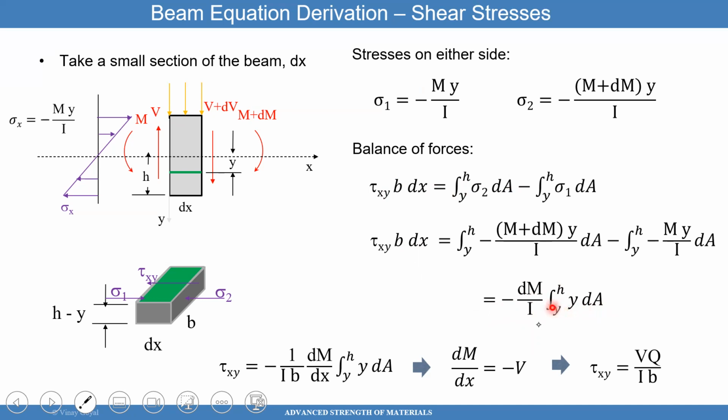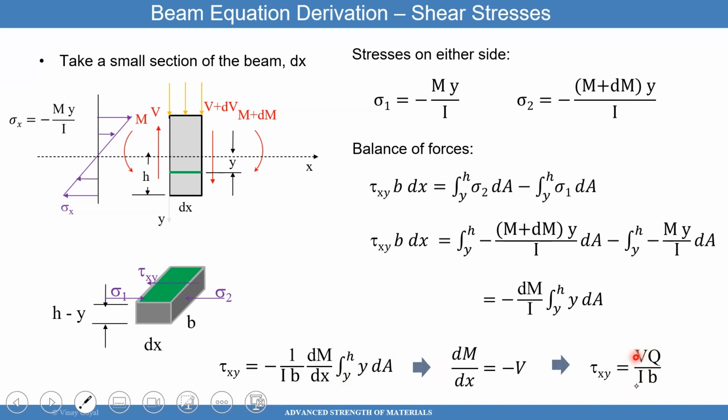You also notice that I can divide this by dx, by the way. So I'll divide by dx, and when I divide by b also, I get that tau xy equals this formula right here. You also notice that dM/dx is V, and if you call this geometric property Q, then you get this formula that shear equals V times Q divided by Ib.